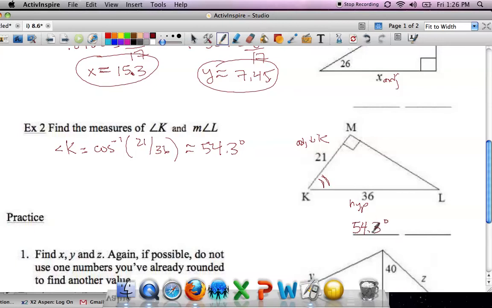So subtracting 54.3 from 90, the other angle must be 35.7 degrees.